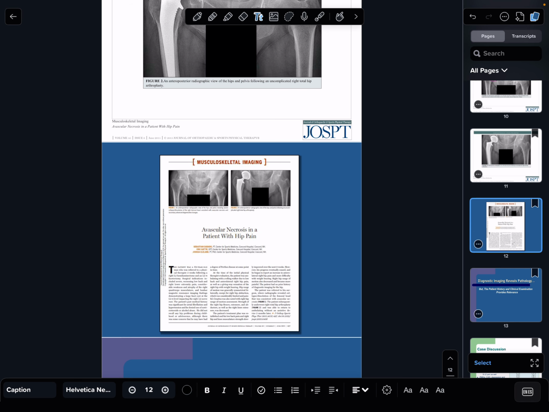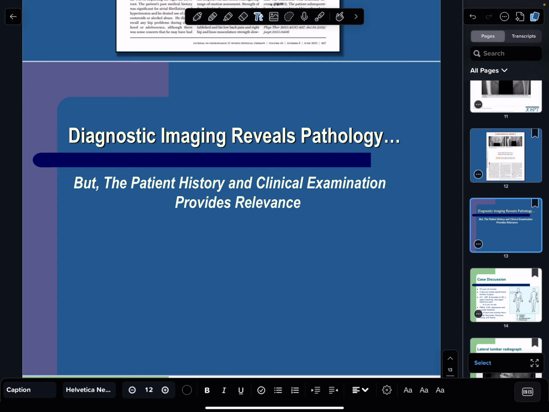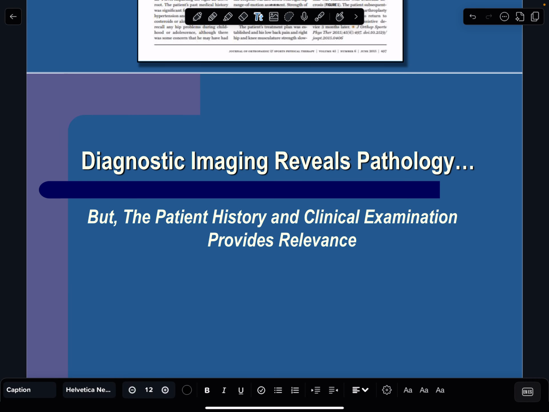The other thing I want to mention about diagnostic imaging, we'll talk more about this, is that it's outstanding at showing the pathology. It really is. But at the end of the day, it's that clinical history, and your clinical examination is quite relevant to that. Any questions on that?